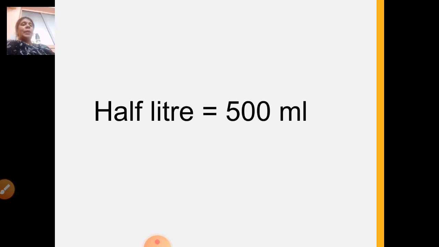Half liter is equal to 500 ml. Now 1 liter is 1000 ml, correct? So half of 1000, that is half liter, will be 500 ml. Half liter will be 500 ml.